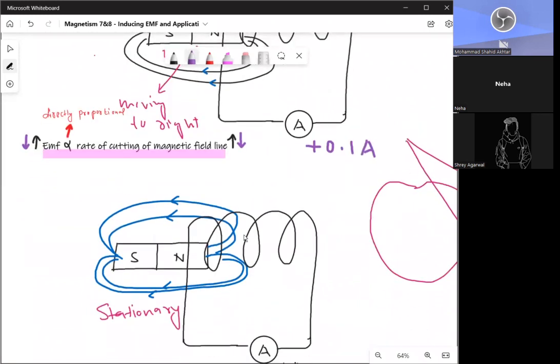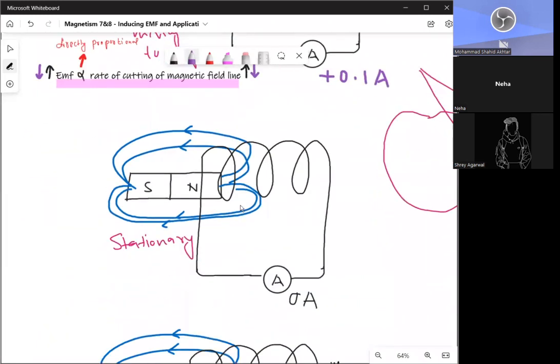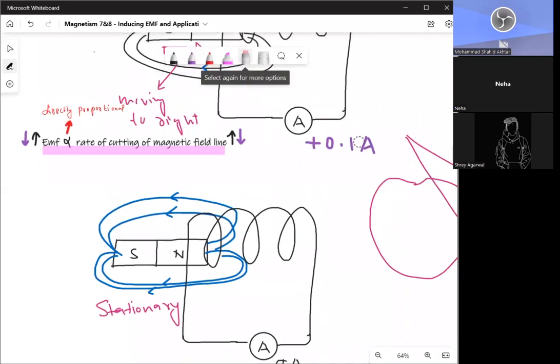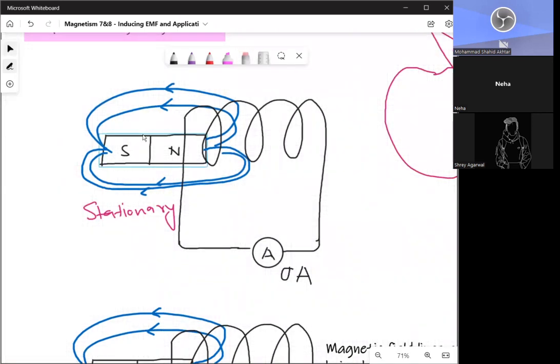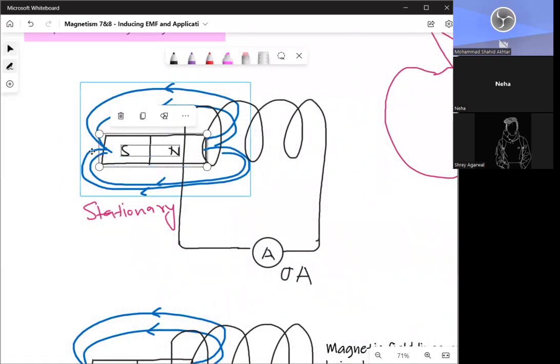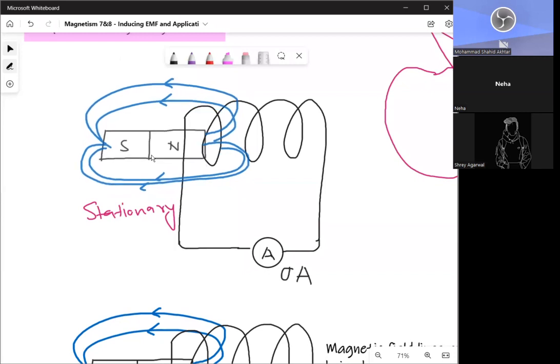Now, let's forget this for a second. Let's look at this magnet right here. Again, you have a magnet, and you have the field lines of the magnet. Right now it's not moving anywhere. It's stationary. If it's stationary, will an EMF be induced? No, it's zero. The EMF or the current is zero right now.